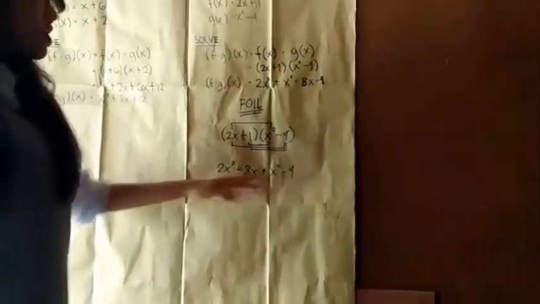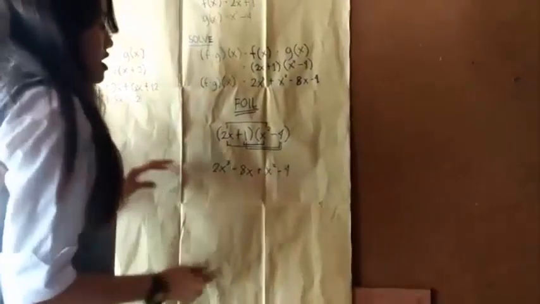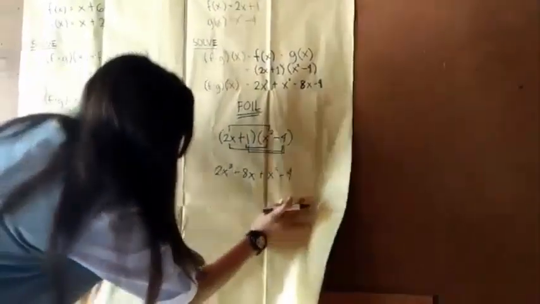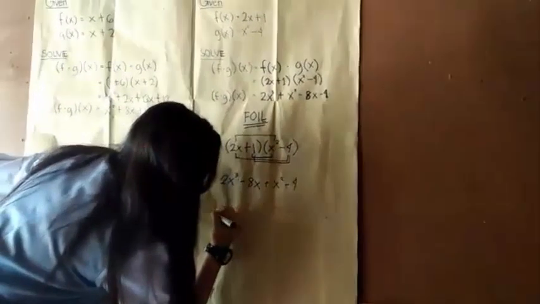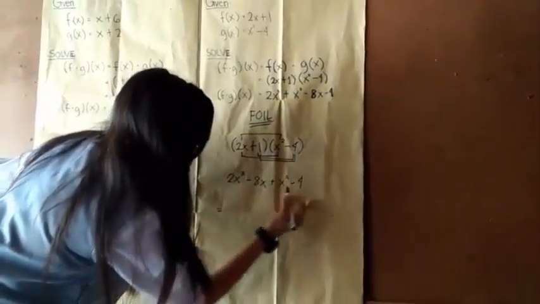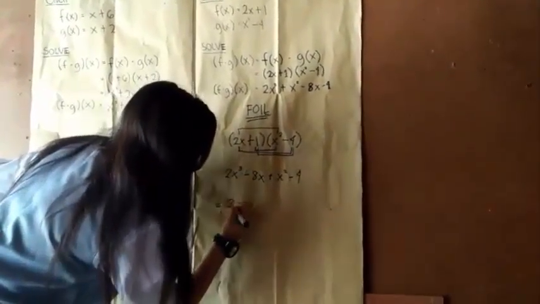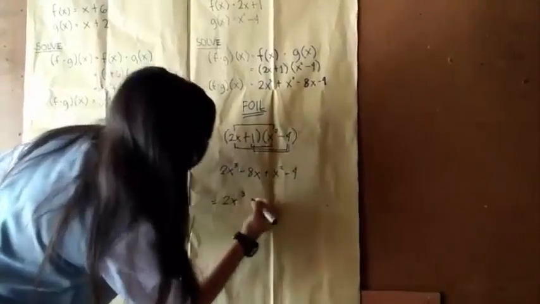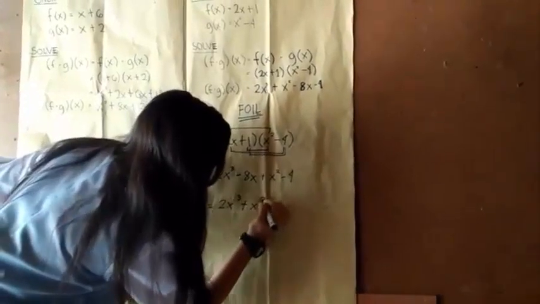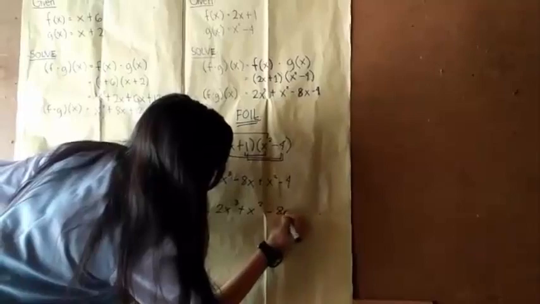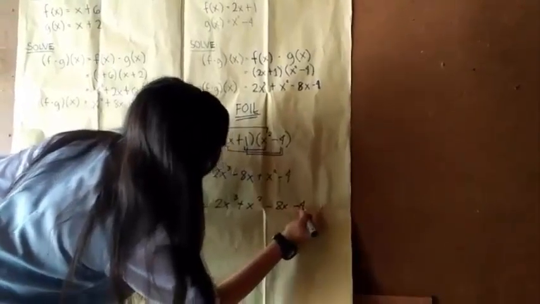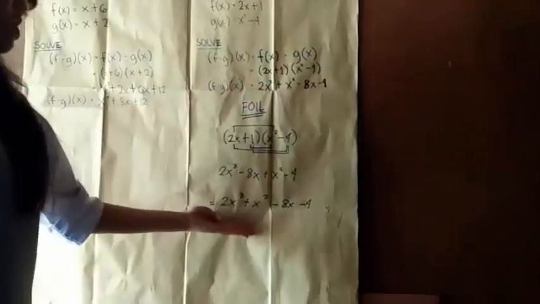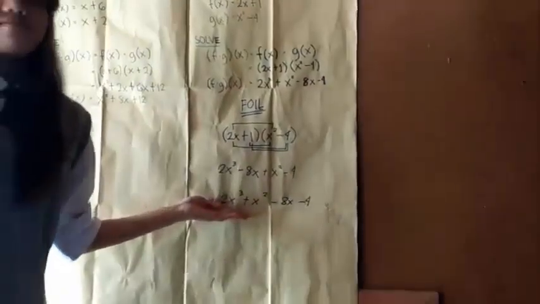Now, what you see is not in order yet. Let's put it in order, from the highest exponent to the lowest: 2x cubed plus x squared minus 8x minus 4. As you can see, the answer here is the same as here. Now, this is your answer.